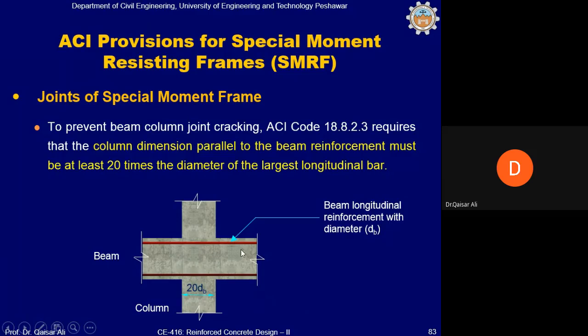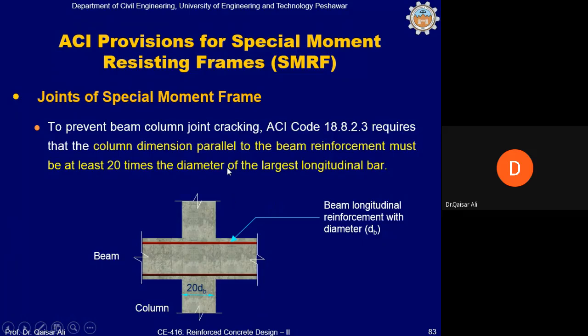In order to make sure that this joint has enough width, the ACI code has placed a restriction that if the longitudinal bar diameter in the beam is, let's say, 1 inch, then the width of the column, because the width of the joint is basically the width of the column, shall be at least 20 inches.